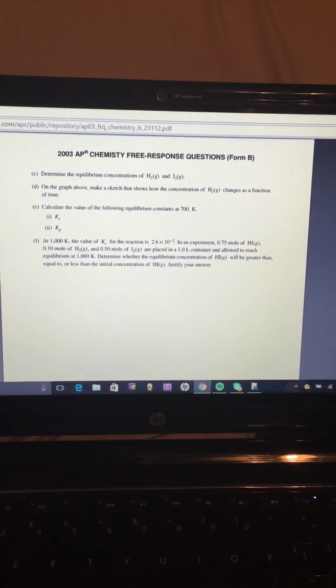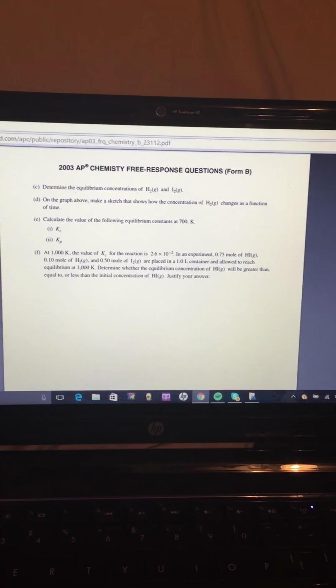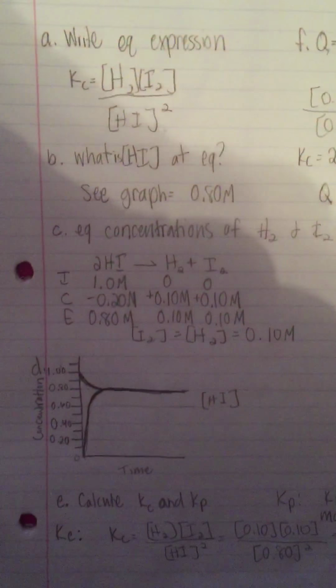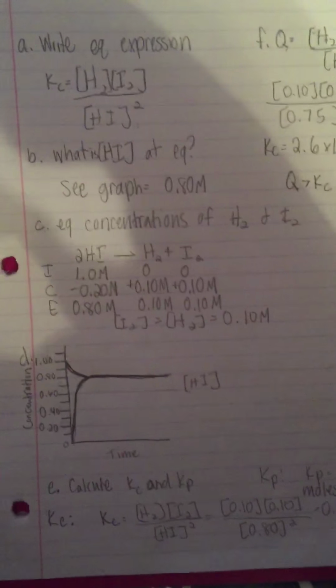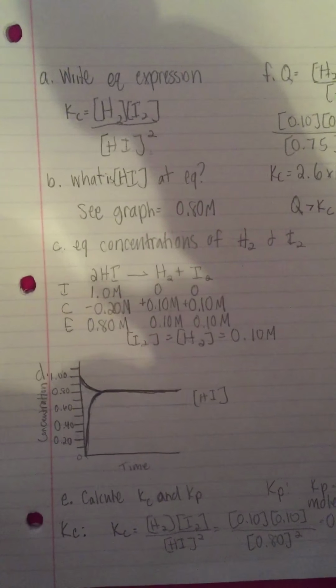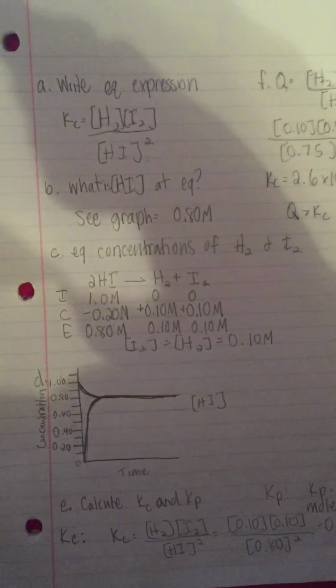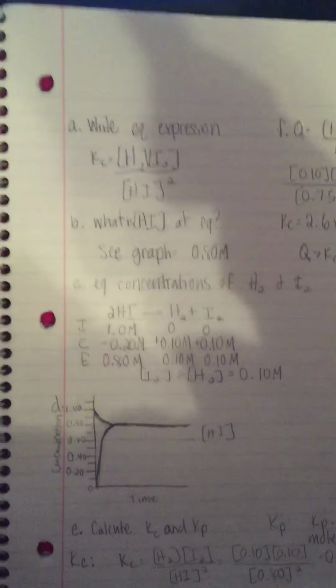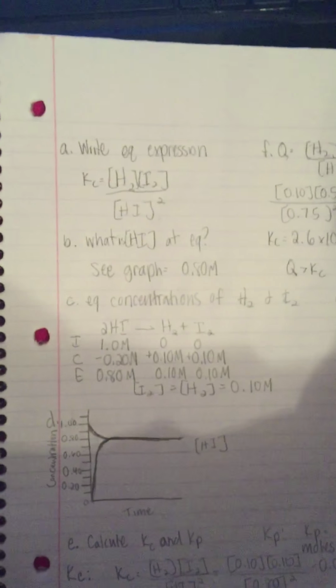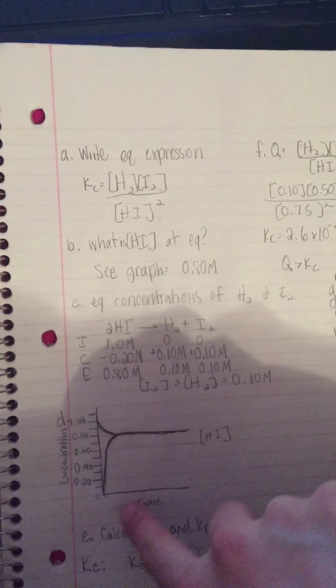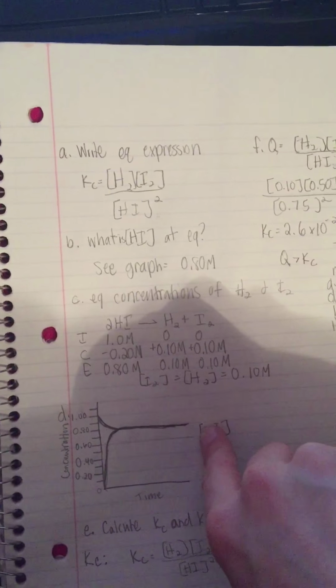Then D says, on the graph above, make a sketch that shows how the concentration of H2 changes as a function of time. So I just sketched a graph, if you start from 0, showing the time of when the reaction reaches equilibrium. So I started from 0 and I did that. Yep, okay.